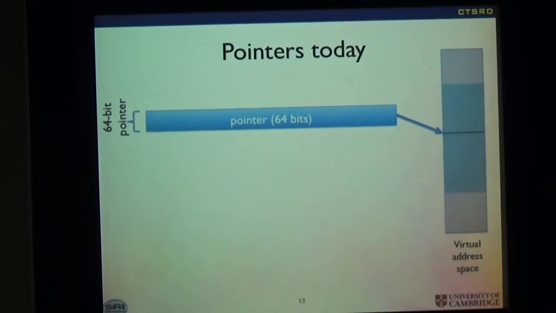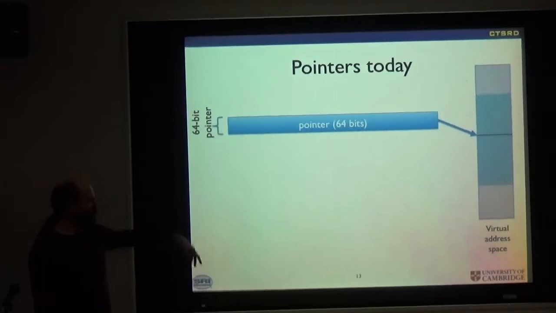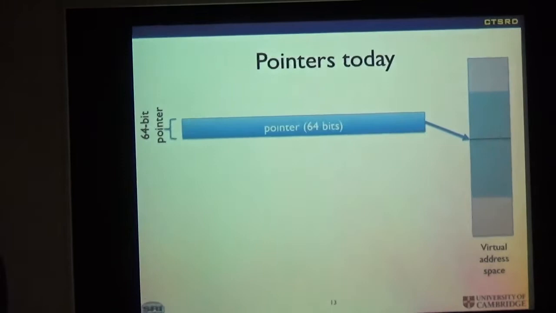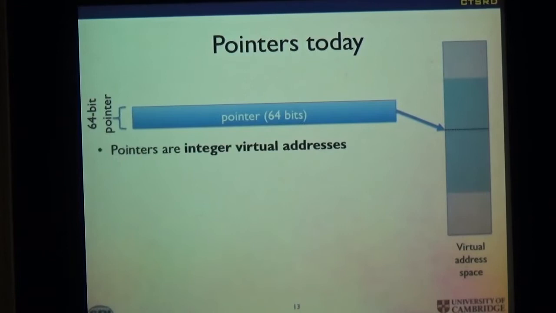So here's a conventional pointer today. It's a 64-bit integer. It points somewhere. You can make them up from whole cloth. You can XOR them. You can do anything you want. And you can come up with all sorts of ridiculous results. And maybe they'll work. Maybe they'll do horrible things. So they are just integer virtual addresses.